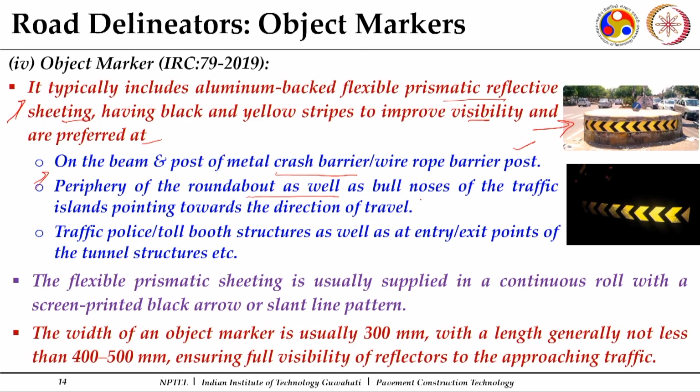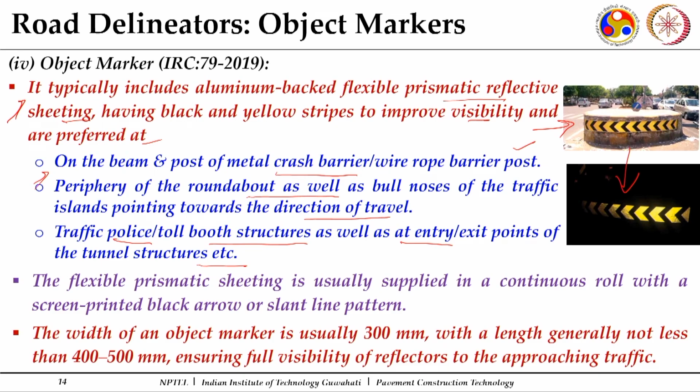Also on the periphery of the roundabout, specifically where the bull noses of the traffic islands are pointing towards the direction, it has to go in this direction. Traffic police and toll booth structures, when these structures are in the middle of the road, we can have these object markers over them. Also at exit points of tunnel structures, and see how the visibility gets improved specifically because of these object markers during the night time.